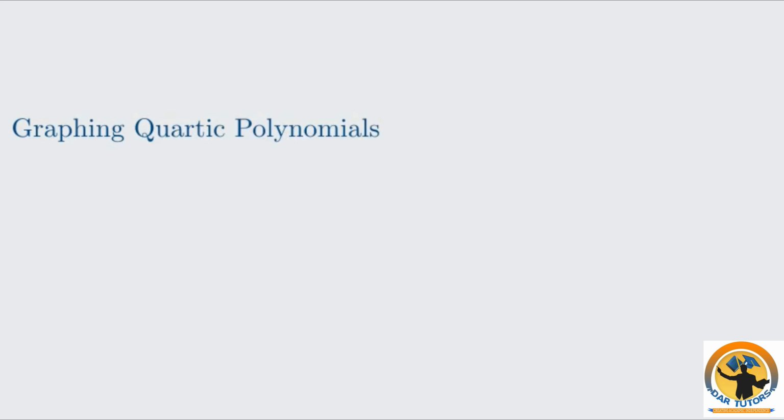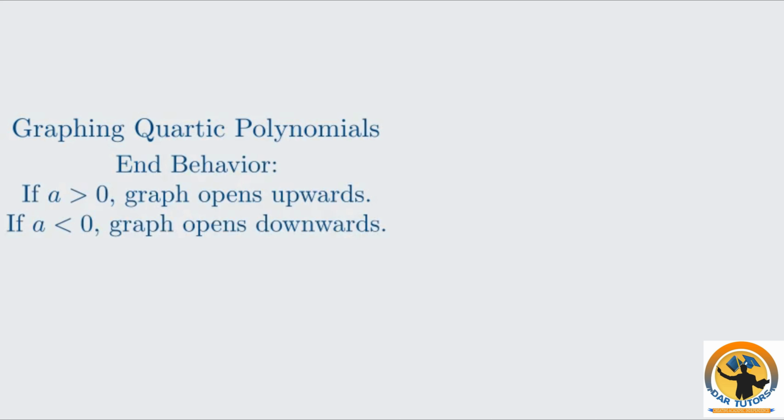Let's extend our graphing skills to quartic polynomials. Our objective is to understand the different shapes of quartic graphs based on their factors. A quartic polynomial has a degree of 4, so it has exactly 4 zeros. The leading coefficient, a, determines the end behavior. If a is positive, the graph opens upwards, like a W or U. If a is negative, it opens downwards, like an M.